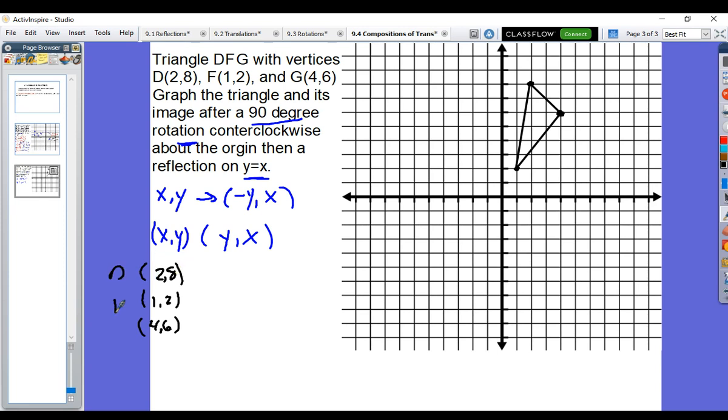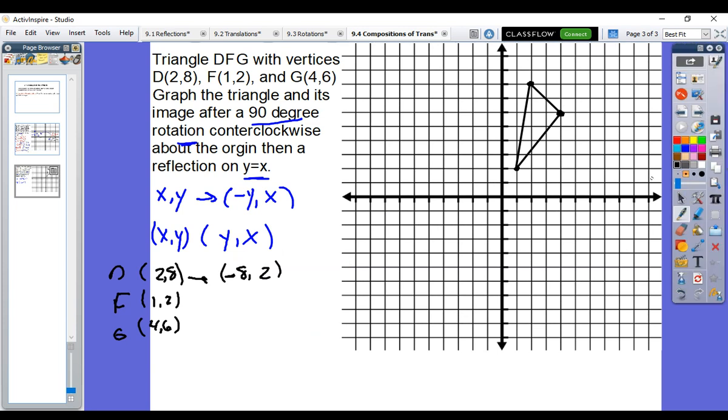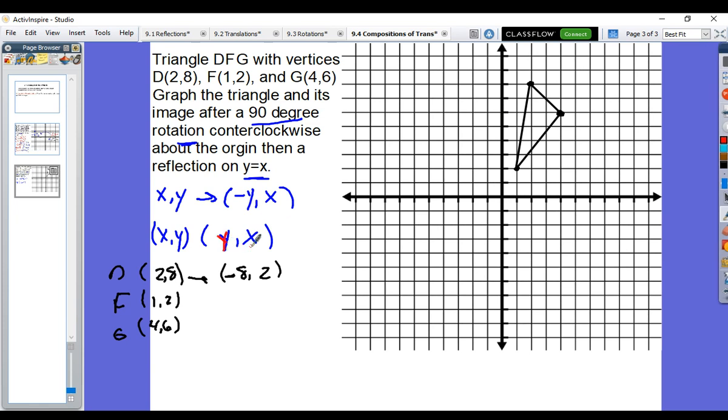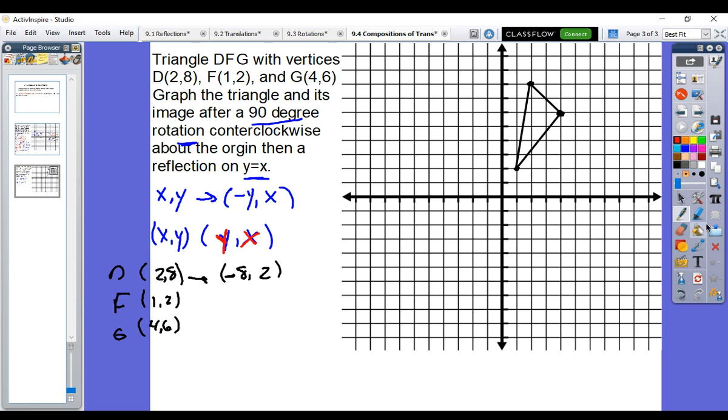D, F, and G. And we're going to do a 90-degree rotation. So this is going to happen to it. So first things first, we flip the coordinates, 8, 2, and then we negate the first one right there. I'll do that in blue. And this one's red, we'll say, so we're not confused on which one's what. So let me redo that little bit right there.